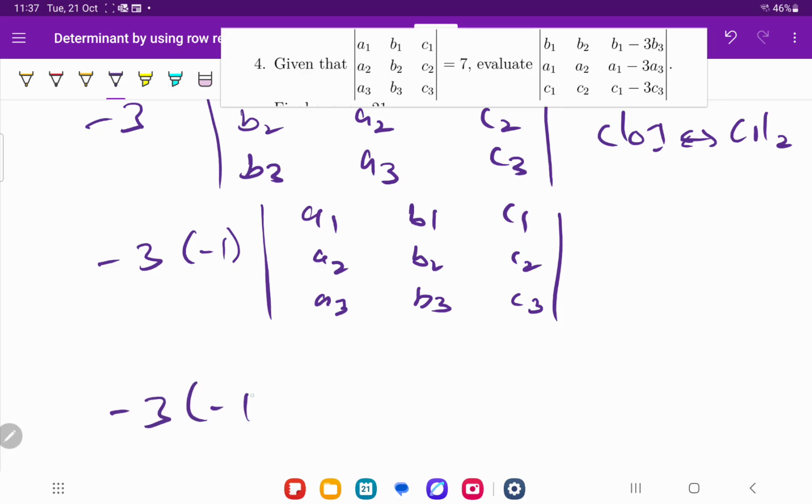So minus 3 times minus 1 multiplied by 7, the answer is 21. This is the given matrix here, and its determinant is 7. So we just replace the value with 7 to get the final answer. Okay.